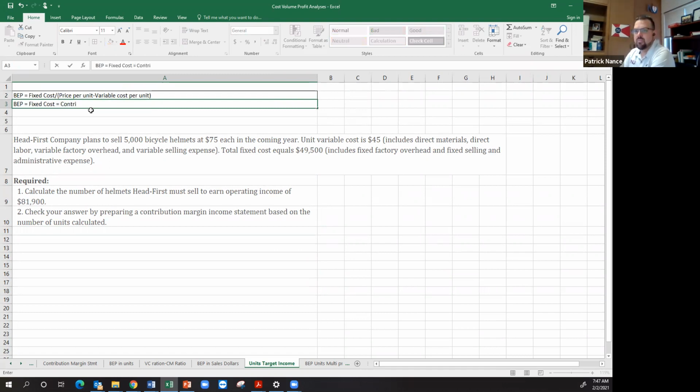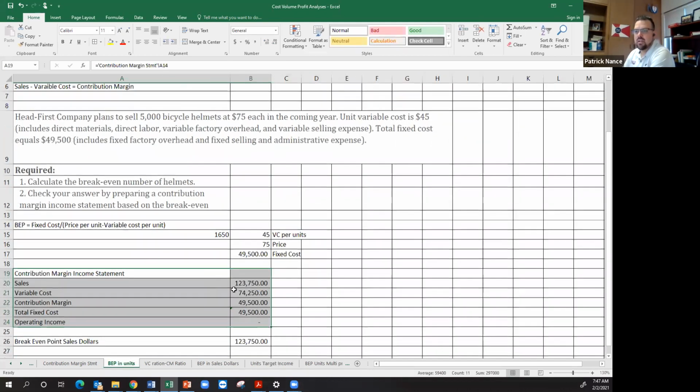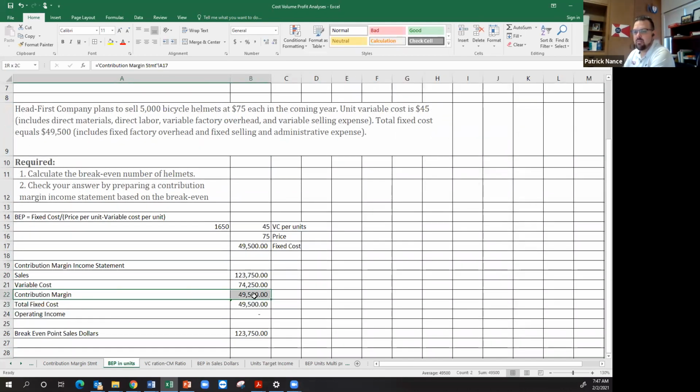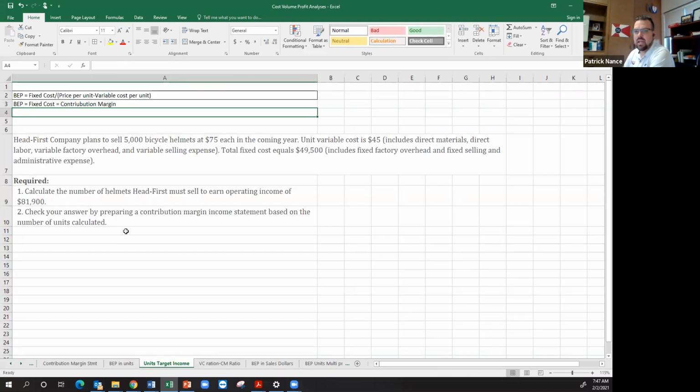contribution margin. And the reason for that is because, as we can see back here, my contribution margin is the line above my fixed cost. So when I subtract my fixed cost from my contribution margin, if it equals 0, then that's where my break-even point is. But what happens if I want to make money instead?